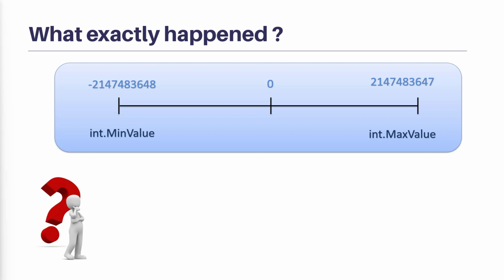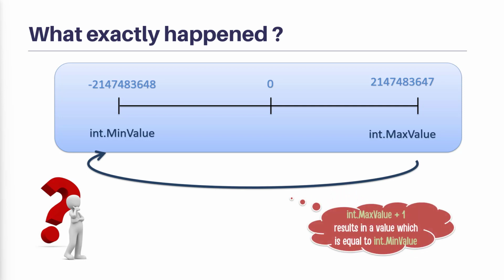This horizontal line shows the finite range of integer values. When the result of any expression is outside the maximum allowed value, then the result is truncated by discarding any high order bits that don't fit in the destination type. Because of this behavior, when we tried to add 1 to integer.max value, the operation actually returned integer.min value. This situation and behavior is called arithmetic overflow.